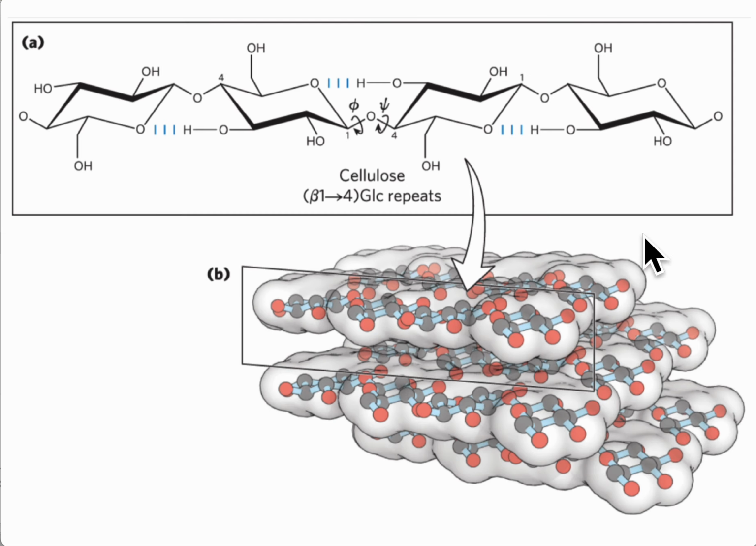For cellulose, each monomer is turned 180 degrees relative to its neighbors. So you'll see that the monomers are sort of upside down to each other. They're flipped per unit. And this causes interchain as well as intrachain hydrogen bonds, which produces a very stabilized structure, and that's why it provides support for plant cell walls.